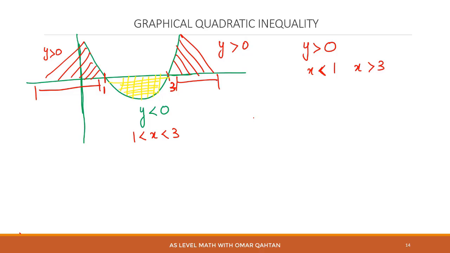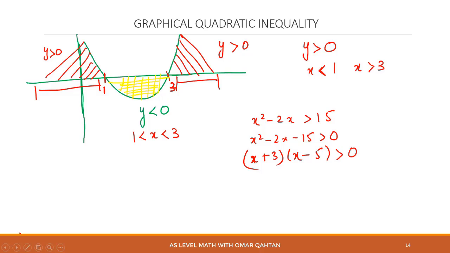So let's say x square minus 2x greater than 15. You have to simplify or find the range of values of x. So how would you do it? First, arrange the equation in a proper order: x square minus 2x minus 15 greater than 0. Then factorize it. I'm going to do it directly, I've already told you this method. So (x plus 3)(x minus 5) greater than 0.